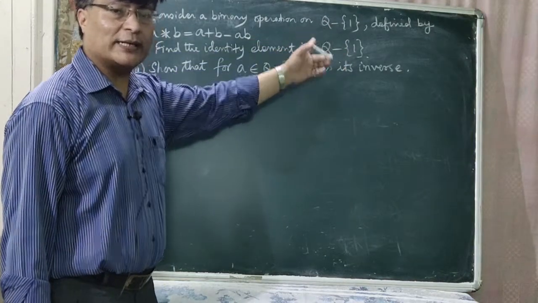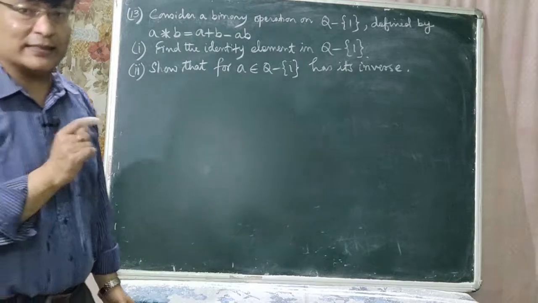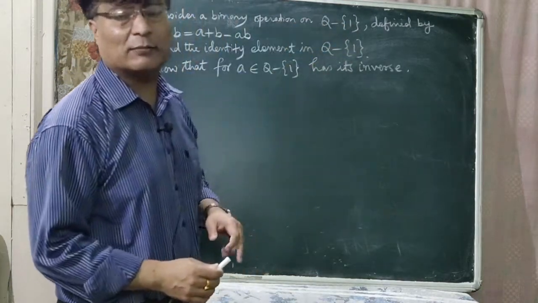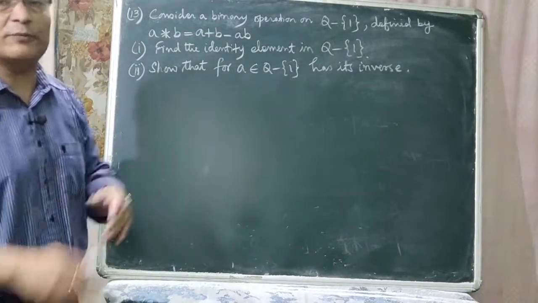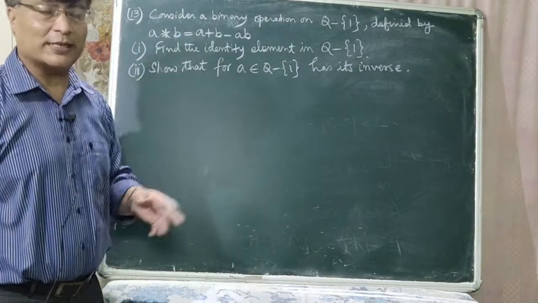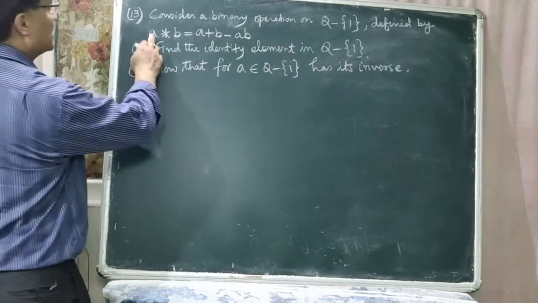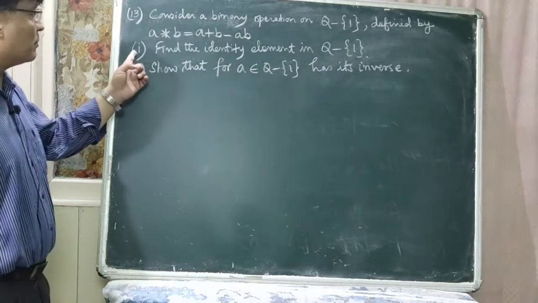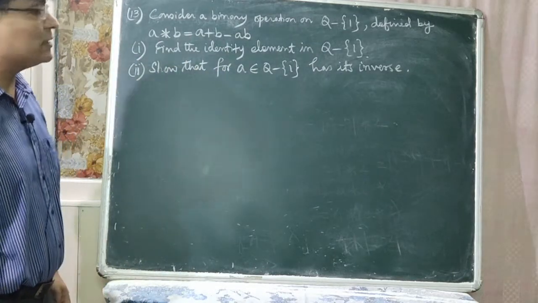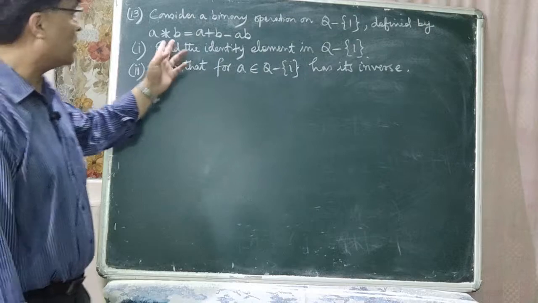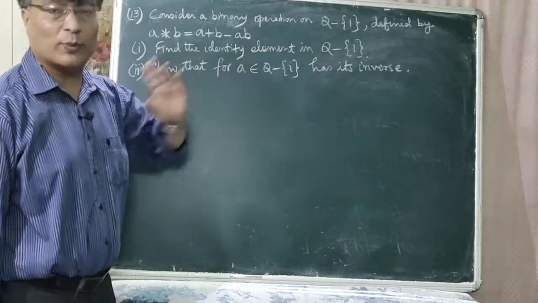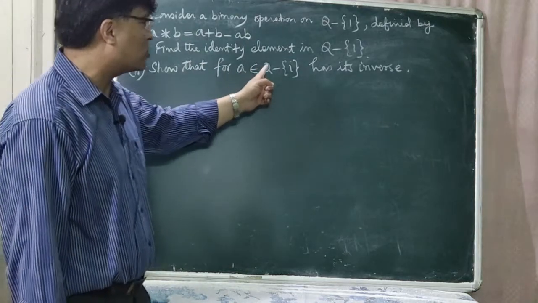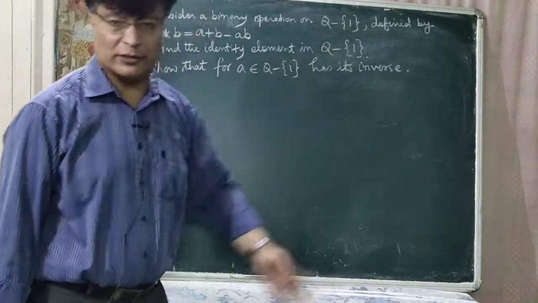1 is not included. This Q minus 1 means 1 is not included in this rational number. That means 1 is excluded from this set of rational numbers. And it is defined by what? A star b is equal to a plus b minus ab. So in number 1, you have to find out the identity element in Q minus 1. So what is the identity element in Q minus 1? And in number 2, you have to show that every a belongs to Q minus 1 has its inverse.